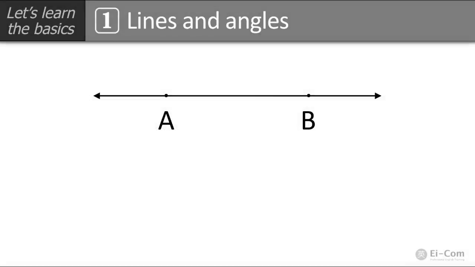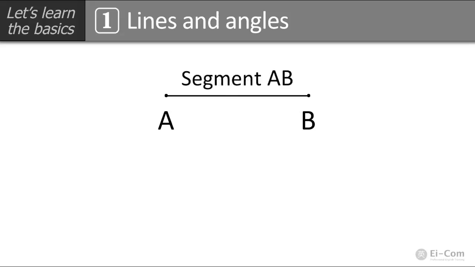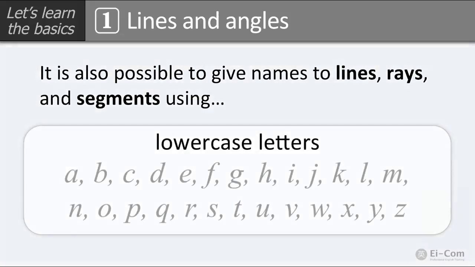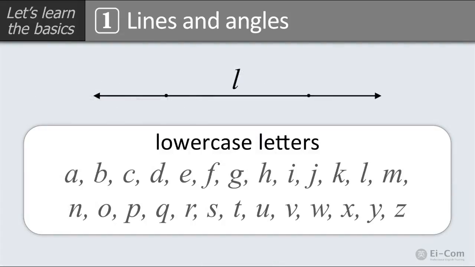So far, when talking about lines, rays, and segments, we have used the names of points. For example, line AB, ray AB, and segment AB. However, it is also possible to give names to lines, rays, and segments using lowercase letters. For example, here is line L. This is ray R, and this is segment S.